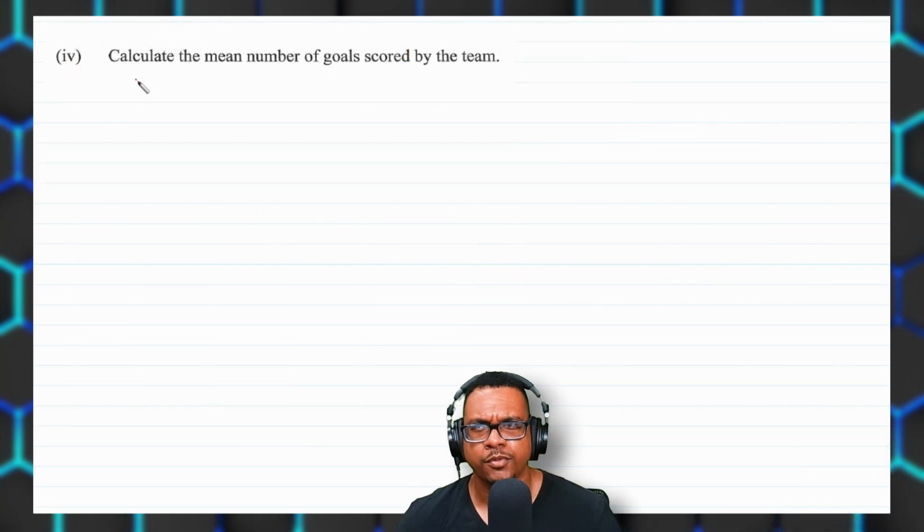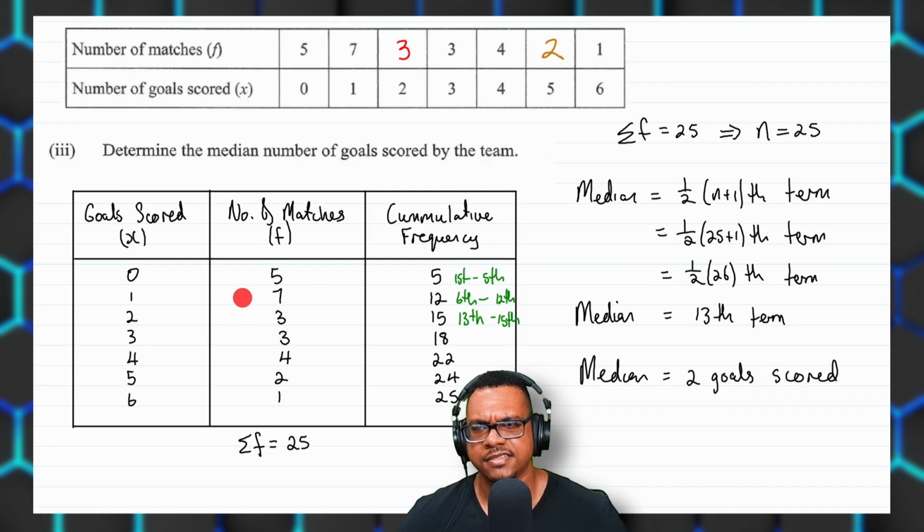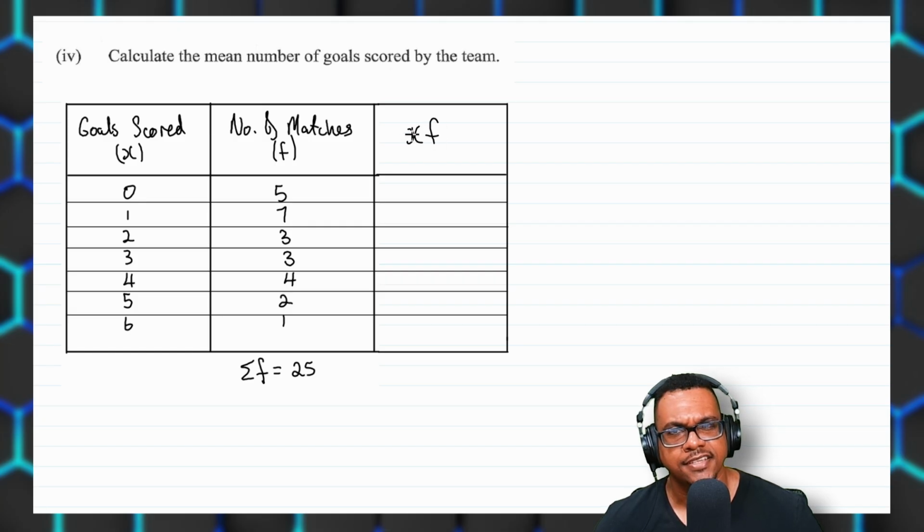Now, part 4, they want us to calculate the mean number of goals scored by the team. So what I'll do, I'll need to bring back this table here to work out what is sigma xf, because the mean is sigma xf over sigma f. And of course, this is x and this is f. Okay, so I brought back my table with my number of goals scored, which is x, and the number of matches, which is my frequency f. And what I want is a column here, which is xf. X multiplied by f.